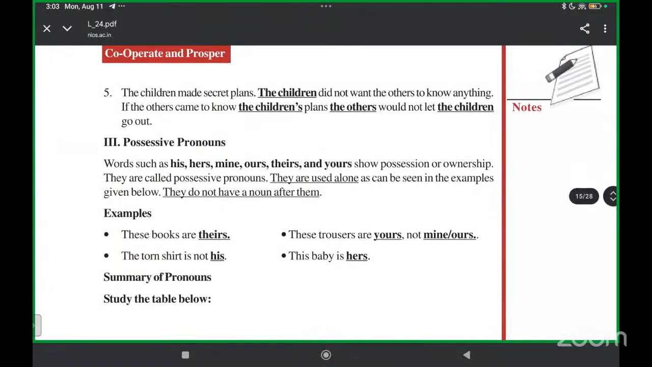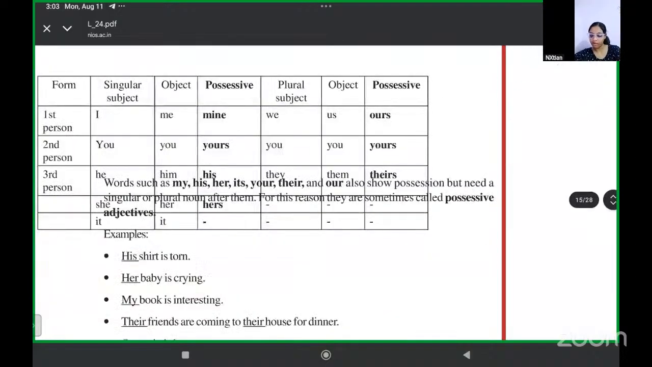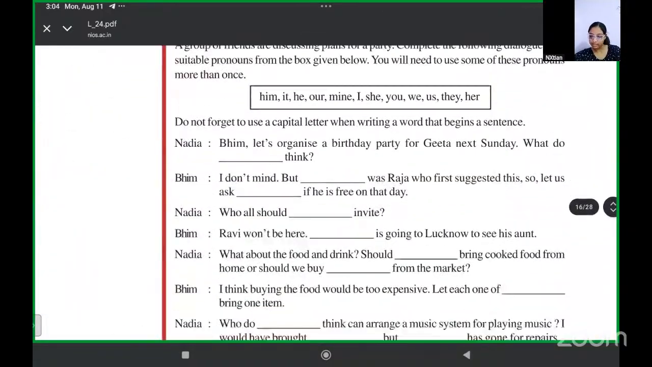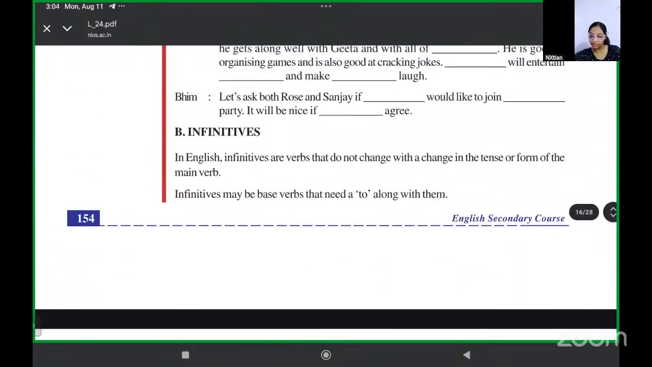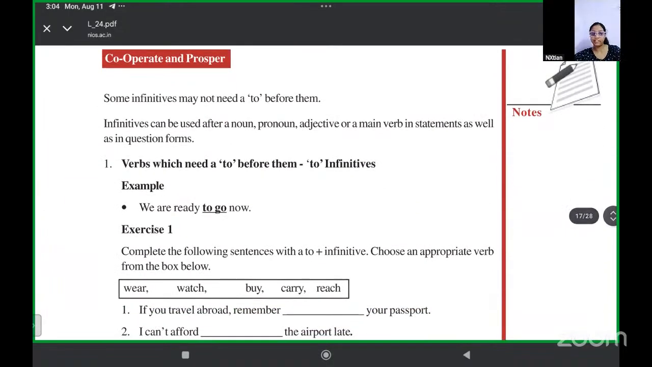Possessive pronouns. These three pronouns we saw in the previous lesson. Okay, we did this exercise and we did this, and the third one also we did. Infinitives. Explain what is infinitives, right?